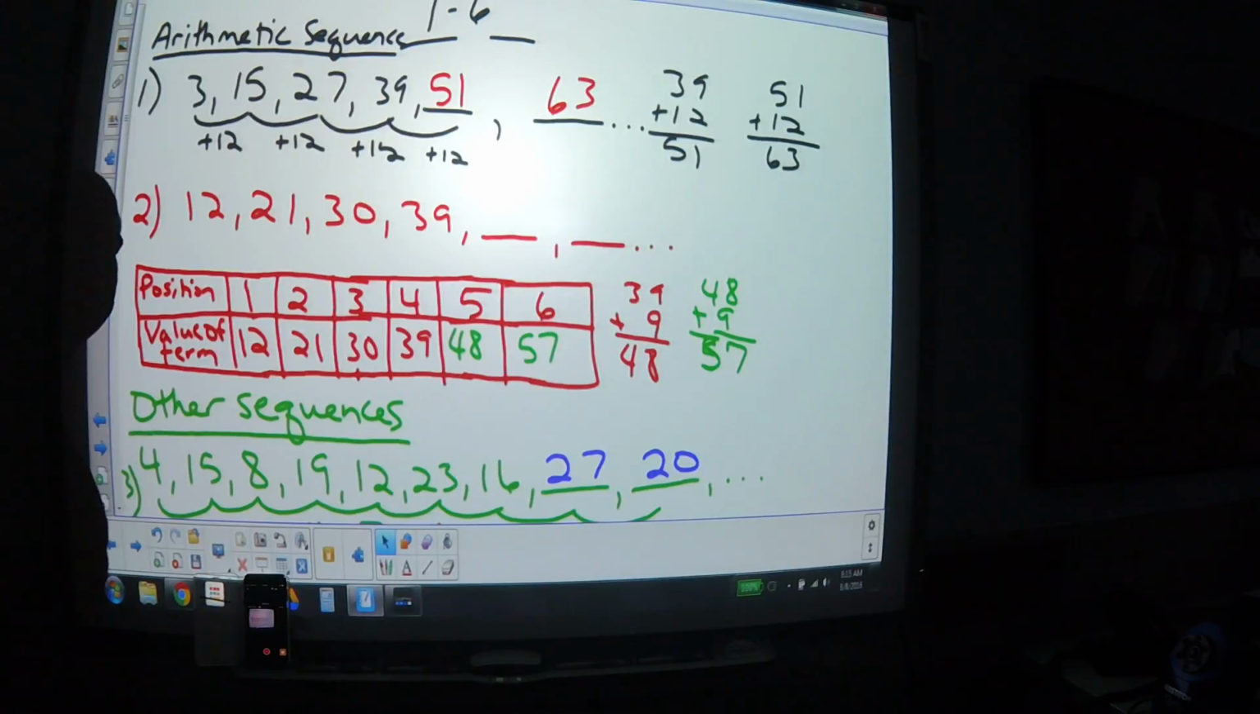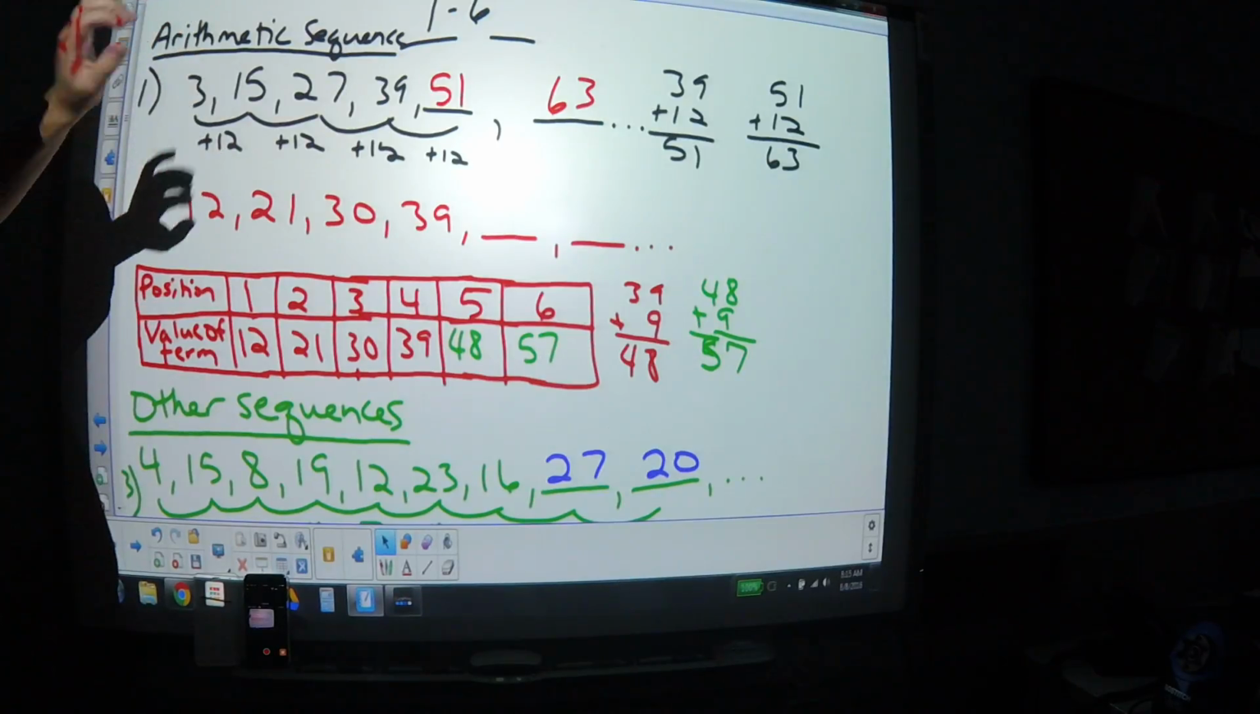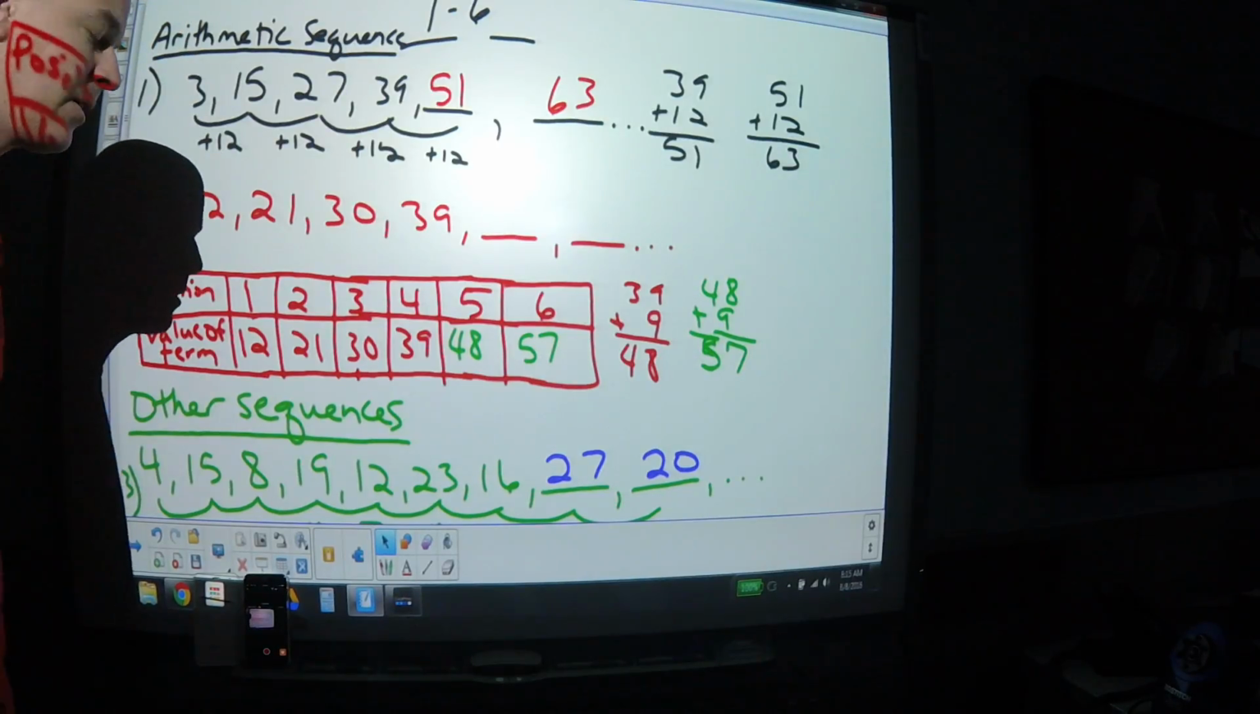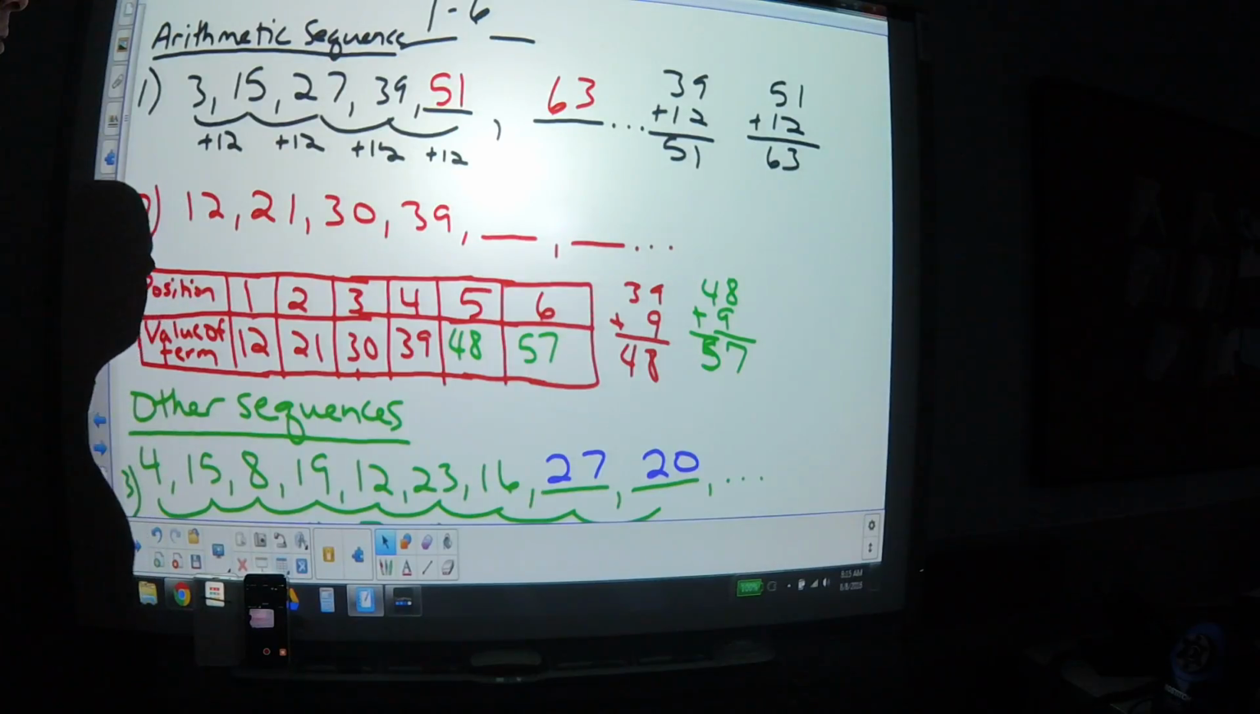Good morning and welcome to 1-6, which is sequences and patterns. We're going to be talking about an arithmetic sequence mainly, but then we're also going to do some other sequences as well.